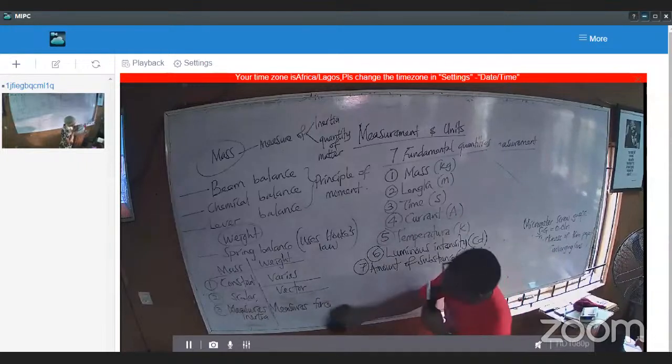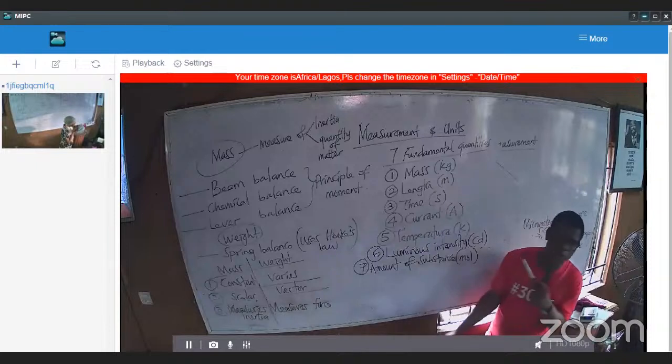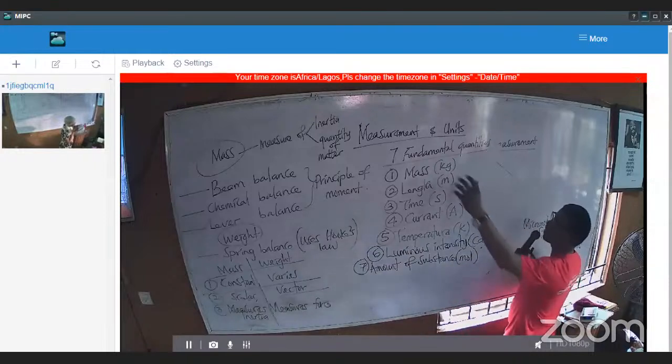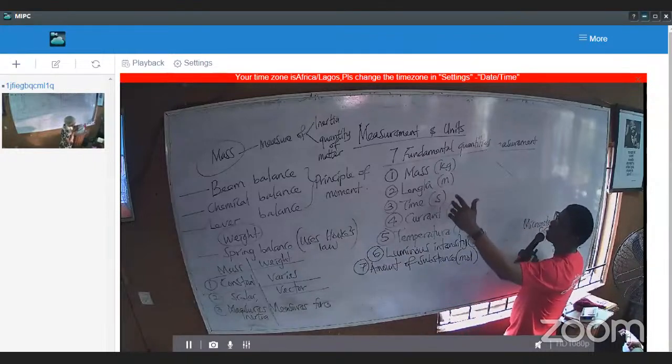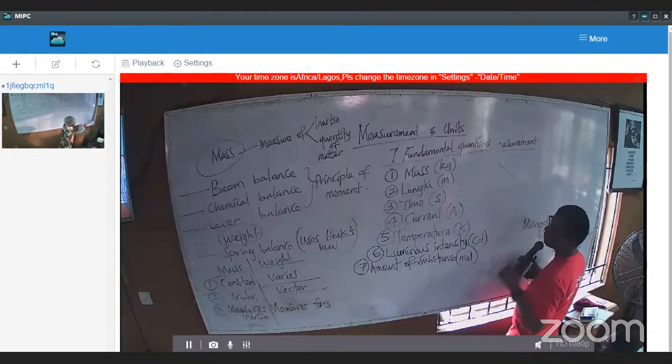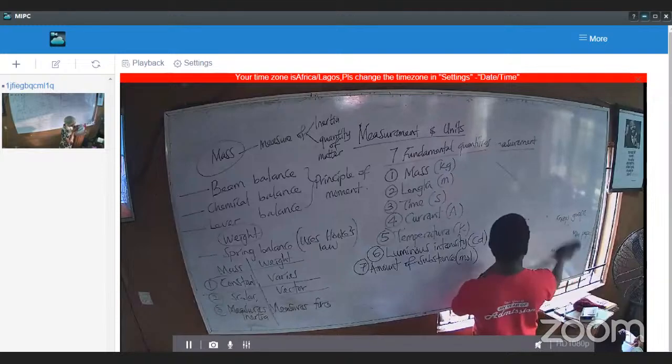So if you are not among these 7, then you are not a fundamental quantity. That means you are a derived quantity. All the ones in brackets are the fundamental units: kilogram, meter, seconds, ampere, Kelvin, candela, and moles. They are all fundamental.